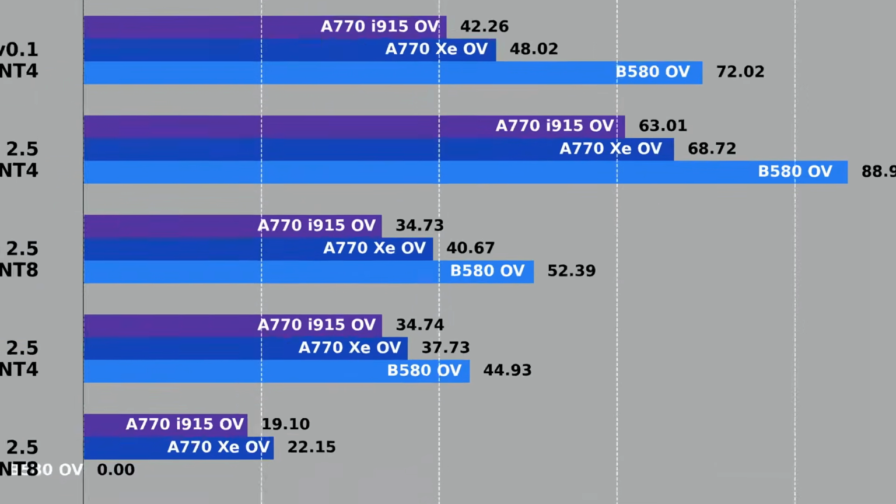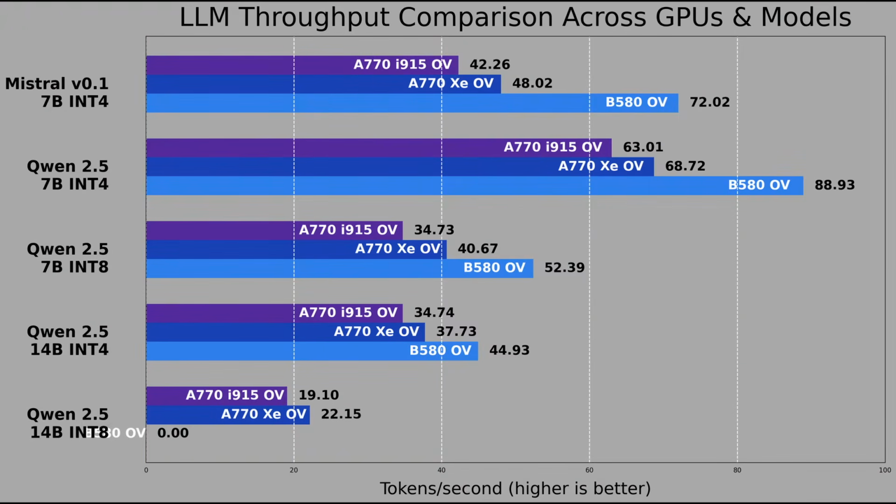With OpenVINO, the B580 consistently outperformed the A770 across the models it could run. The only exception was Qwen 2.5 14 billion int8, which failed to run on the B580 after multiple attempts. For the models that did run, the gains were significant.